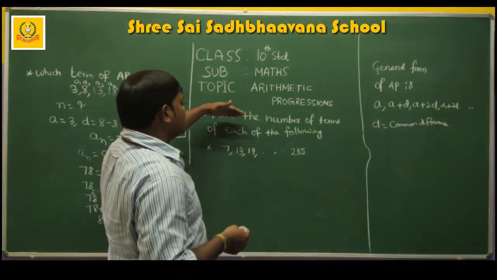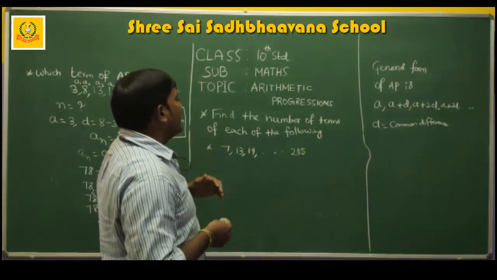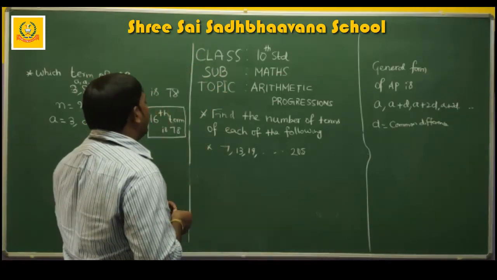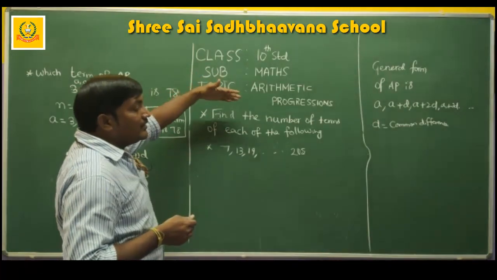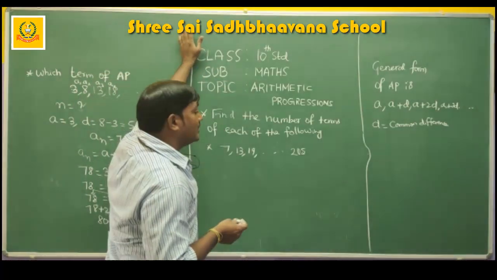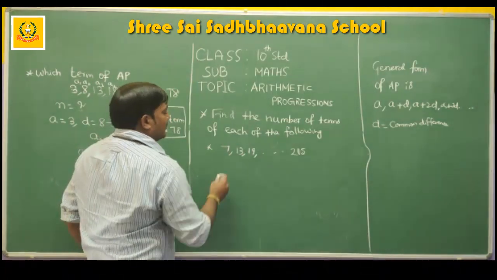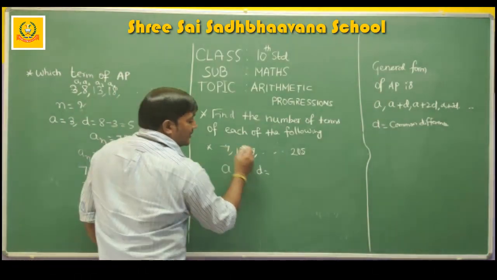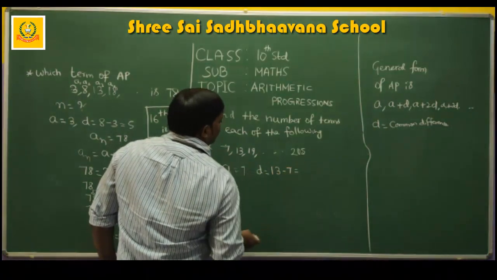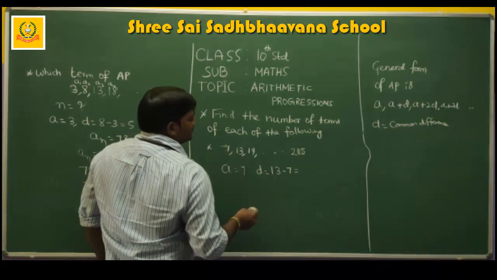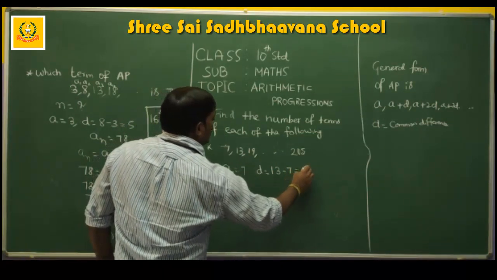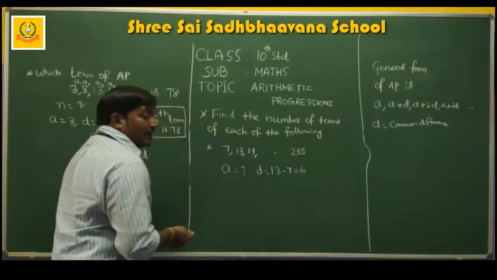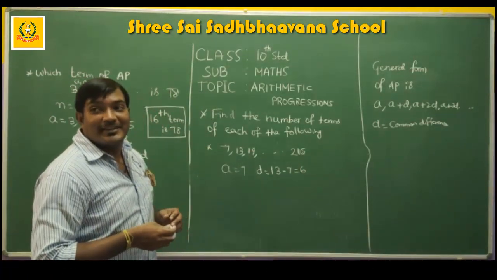Okay? Here also they are asking to find the number of terms of this: 7, 13, 19. Means here also we have to find the number of terms. How many terms are there in this progression? So first you take the a value as 7. How do we find the d value? Second term minus first term, 13 minus 7. How much do you get? 6, because 7 plus 6 is 13, right? So 13 minus 7 is 6.